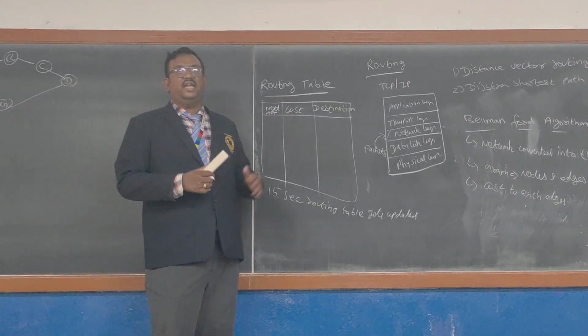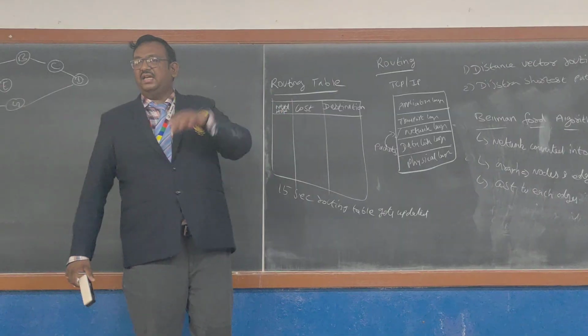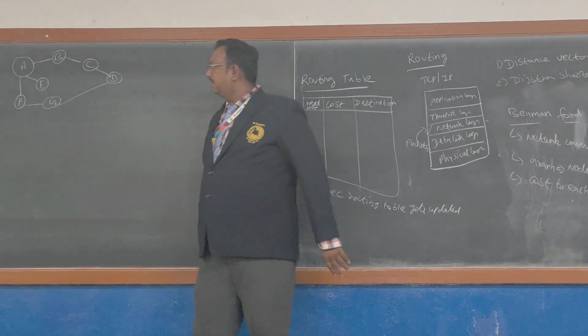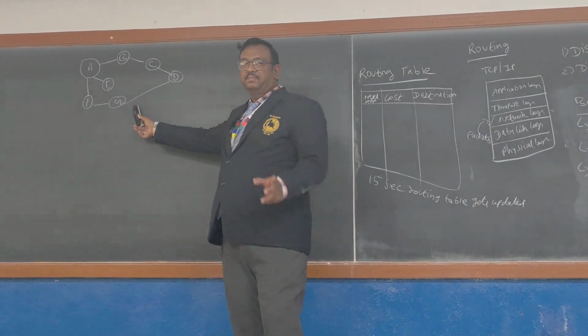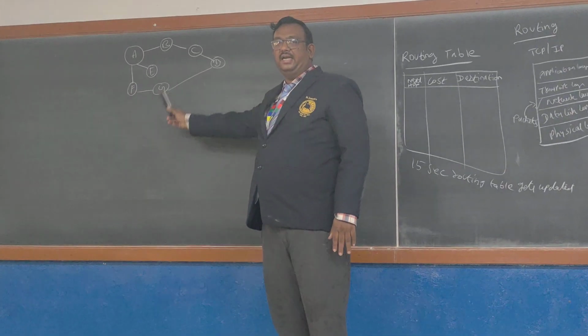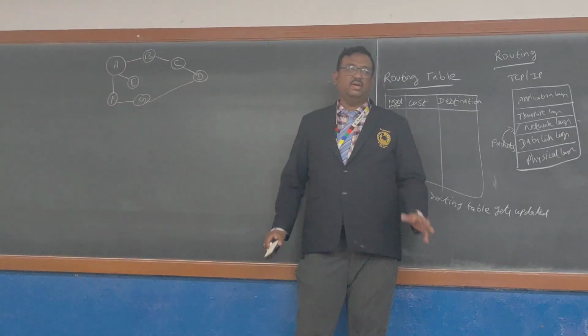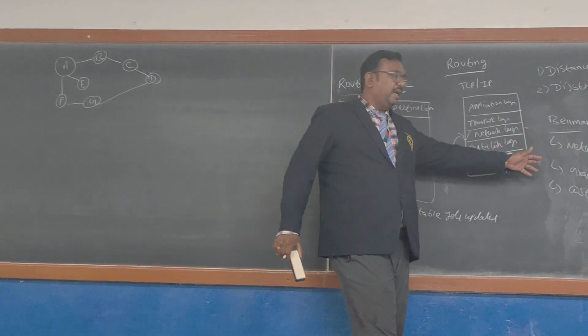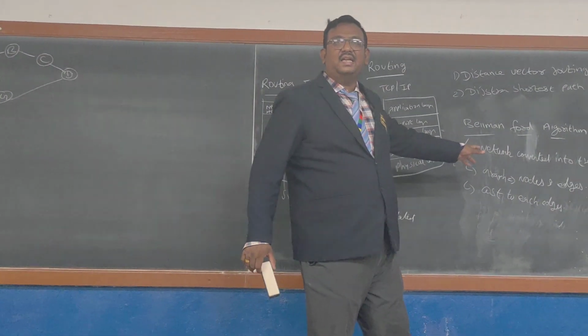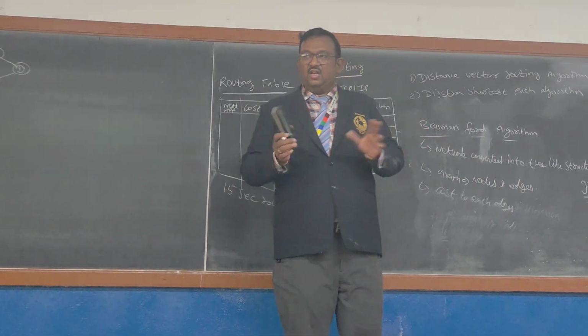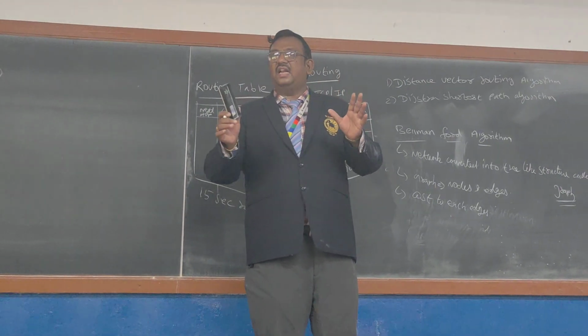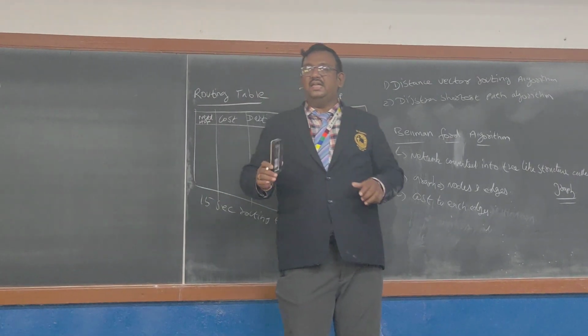Now we are going to explain this algorithm with the help of an example problem. For example, consider this particular network. In the Bellman-Ford algorithm, the network is converted into a tree-like structure called a graph. The graph has nodes and then edges.